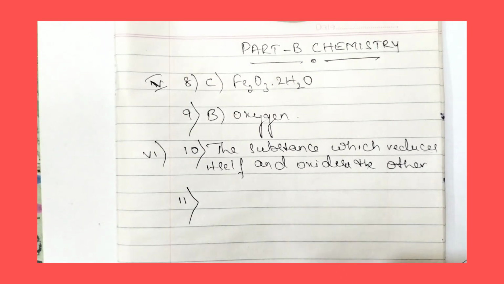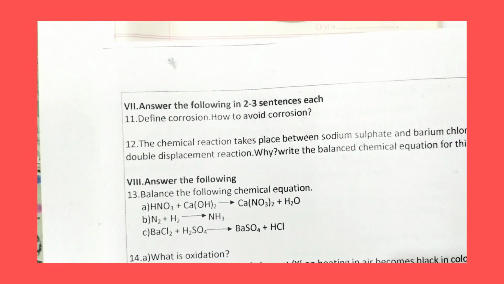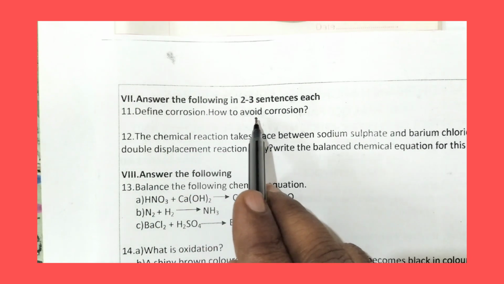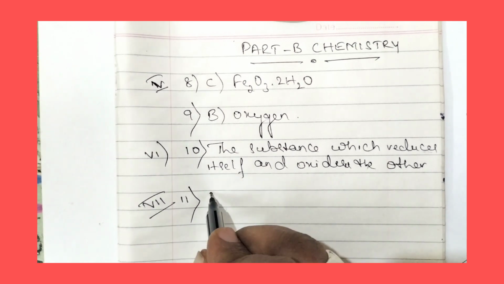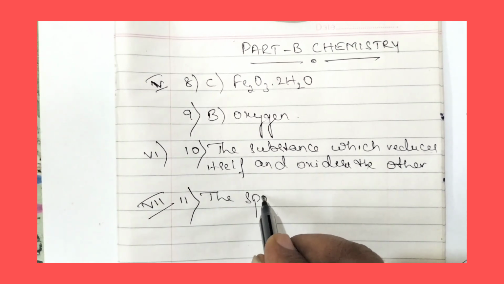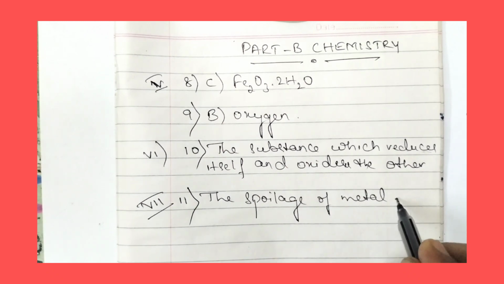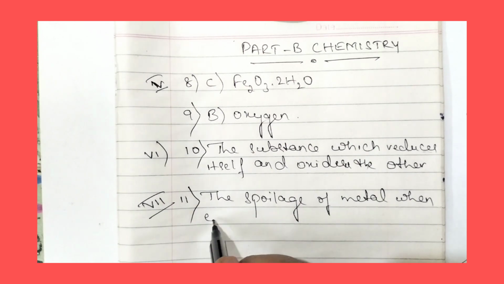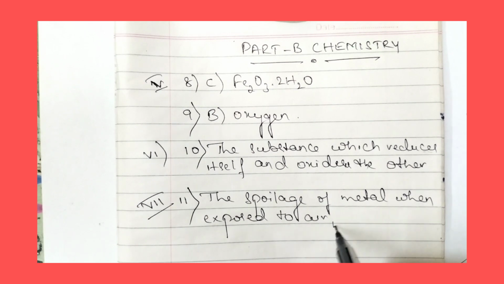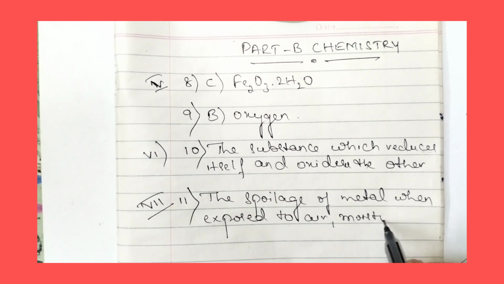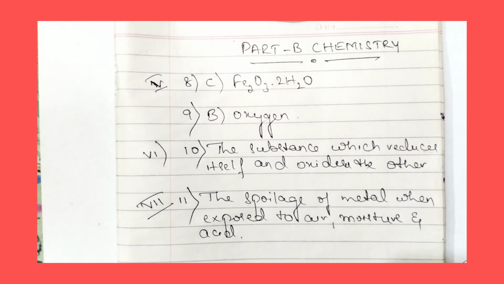Now let us move to seventh main, that is question number 11. Question number 11 is, define corrosion, and how to avoid corrosion. Let us define corrosion. The spoilage of metal when exposed to air, moisture and acid is called corrosion.